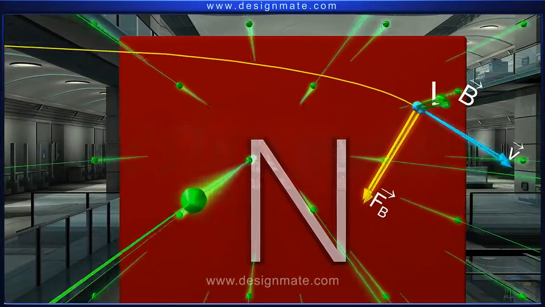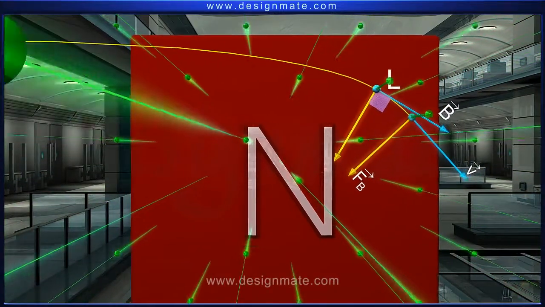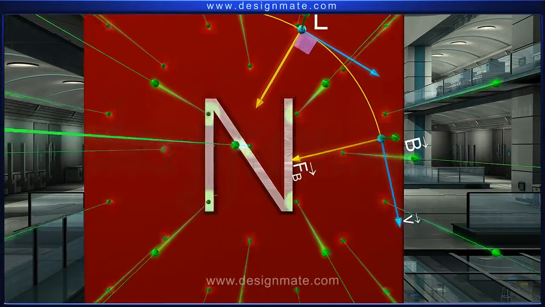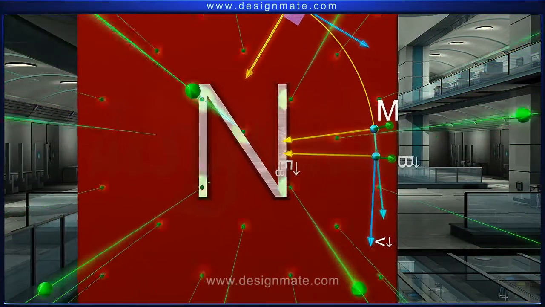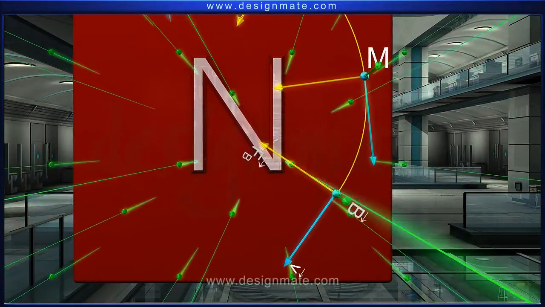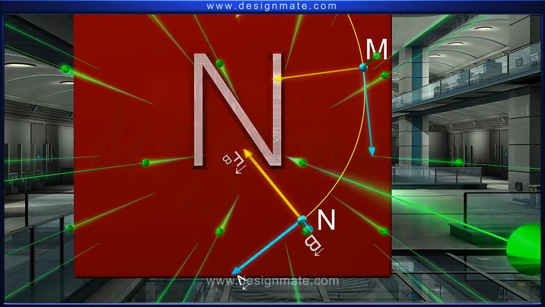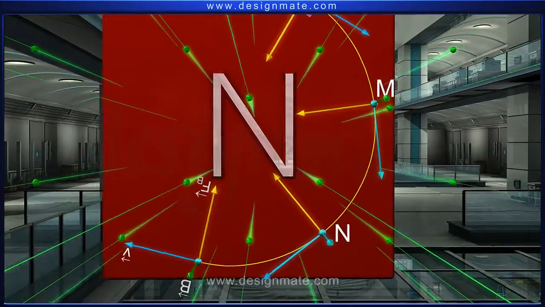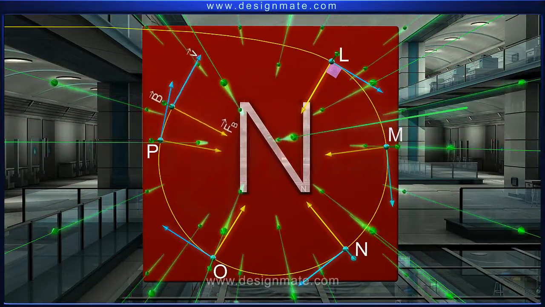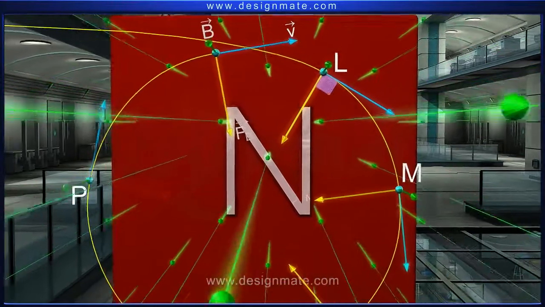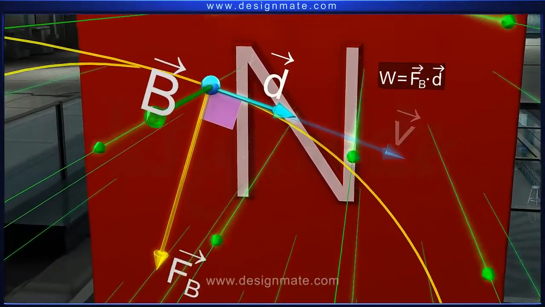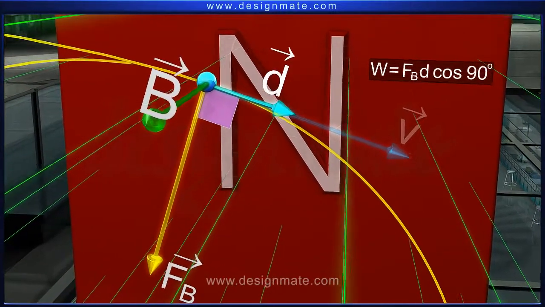At point L, the force Fb is perpendicular to v. This force bends the trajectory of the charge and it reaches M. At this point, the force pulls the charge inward, bending its path further, and the charge reaches point N. The charge is acted upon by a constant centripetal magnetic force at every point of its trajectory. As the force is always perpendicular to its velocity, the displacement, that is, the work done by the magnetic force on the charge, is 0.